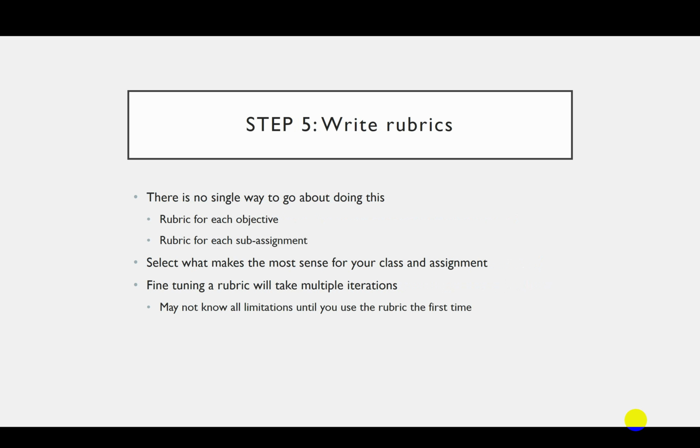So step 5, the next step is to write out rubrics. For this process, there's no single way to go about doing this. You could have a rubric for each of the objectives that you've outlined for your assignment, or you could have a rubric for each sub-assignment.